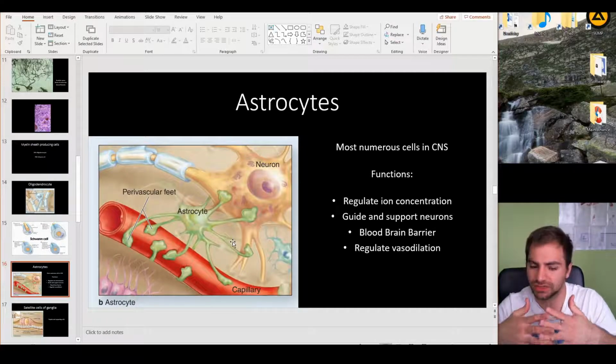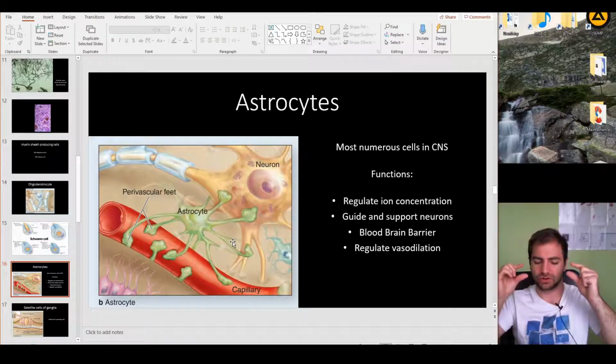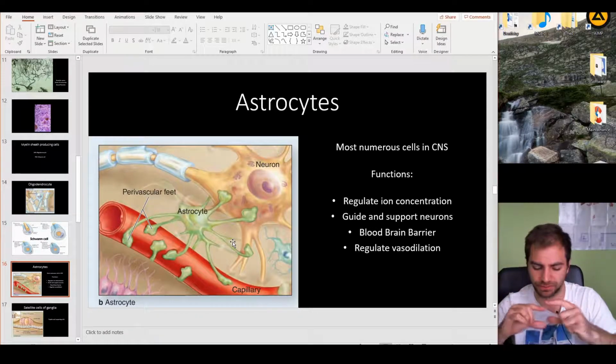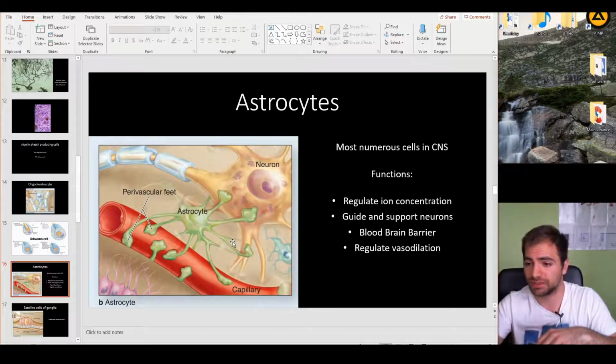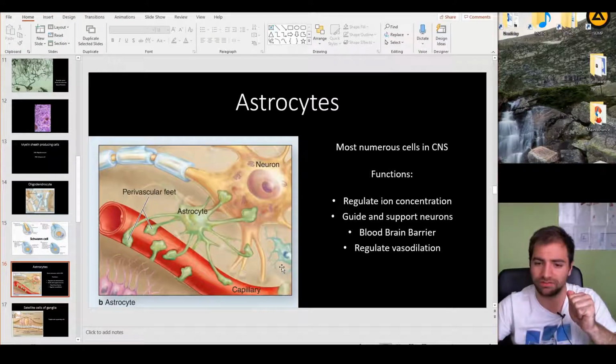So we'll discuss in just a bit what this blood-brain barrier is and how it works. So far, just have an idea that the blood-brain barrier is a selective filtering structure that allows only specific molecules to go in and out of the blood towards the interstitial fluid and the interstitial area of the brain. And lastly, we have the function, which is to regulate vasodilation.